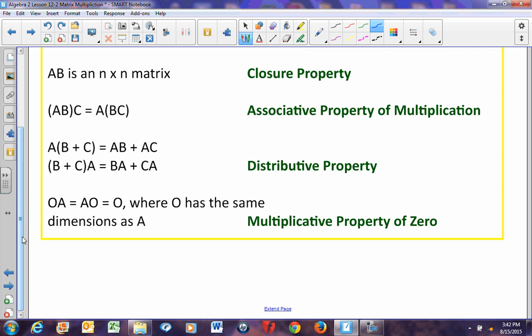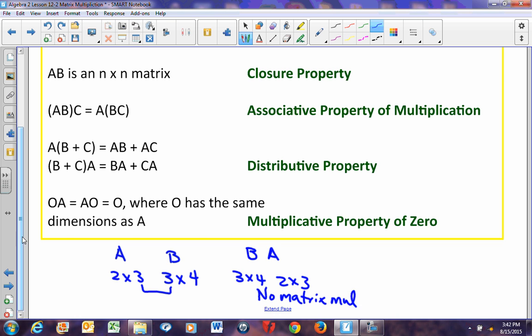But you must realize it's not commutative, which makes sense, because if I had a matrix A, which was, let's say, a 2 by 3, and I have a matrix B, which we'll say is a 3 by 4, right? These would match, and your answer would be a 2 by 4. But if I try to do B times A, B is a 3 by 4, and A is a 2 by 3, you can't even multiply those together. This would have no matrix multiplication.